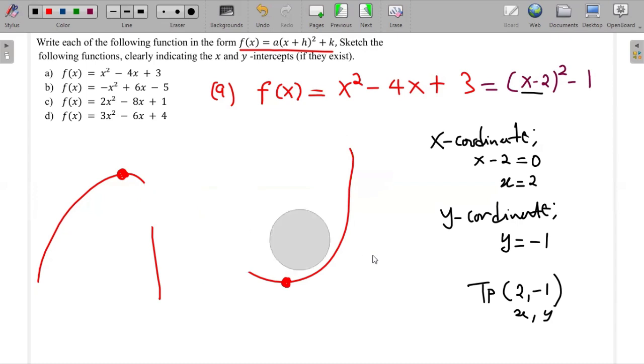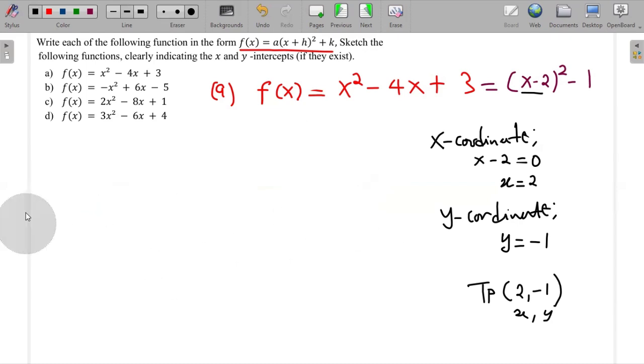And then the question said we should also find the x-intercepts or the y-intercept, if any. To find the x-intercept, we do whatever we do when solving the equation using completed the square. We always say that y should be equal to 0. This y here is the same as f of x. So to find the x-intercept, we say f of x should be 0, meaning at the points where the graph touches the x-axis.